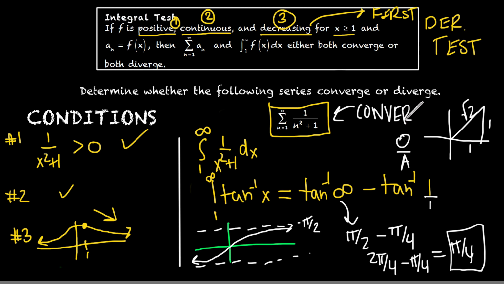Now, once again, let me repeat this. It does not mean that this series converges to the sum of pi over 4. We do not know what the sum of the series is. We just simply know that because the integral gave us a finite number, we can conclude that the series will converge to a finite number that we do not know.